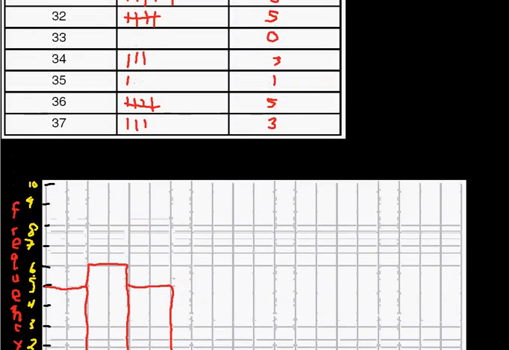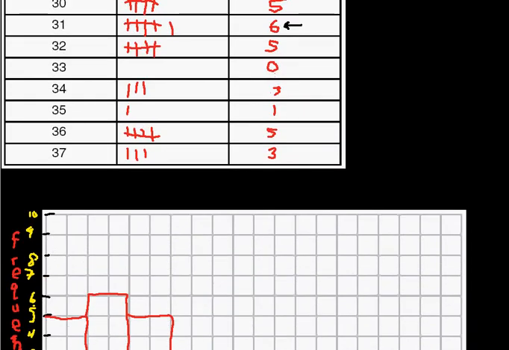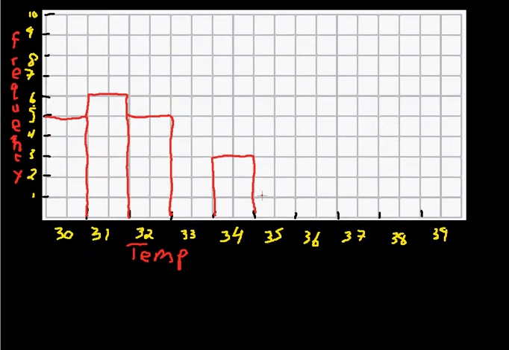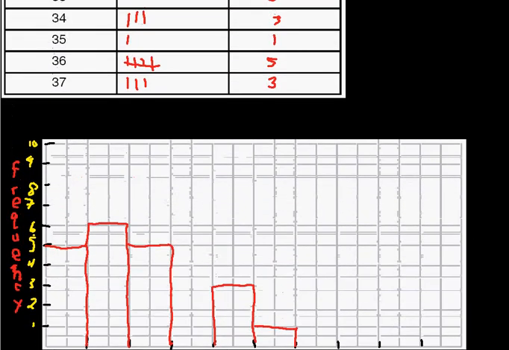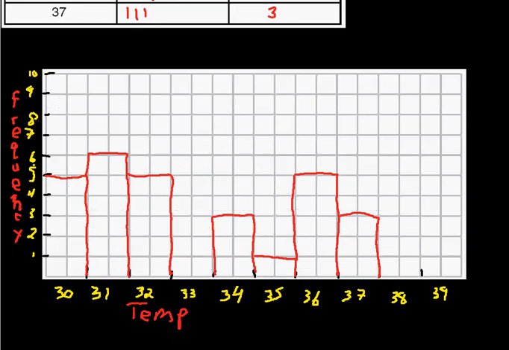For 34 degrees, there were 3 days, so we'll go up 1, 2, 3, like that. For 35, there was 1 day, so there's that. For 36 degrees, we had 5 days, so again we go up to 5, like this. And for 37, we had 3 days, so 1, 2, 3, like that. And that's your frequency histogram. All right, I hope this has been helpful, and good luck on the upcoming Regents.